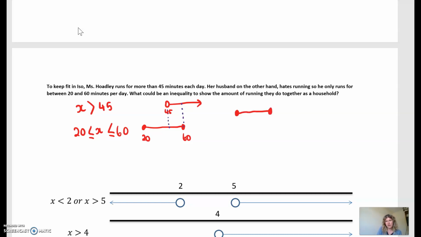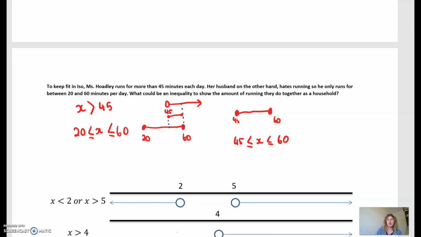So if we put them together, this is just this little bit that's in between. I'll just draw it in here. That's 45 and that's 60. So if we're going to write it together, we would have x is greater than or equal to 45 and less than or equal to 60. That would be our combined inequality, which is just that overlapping region.